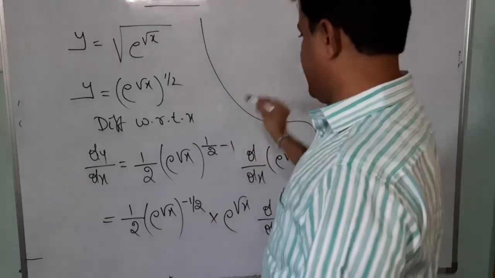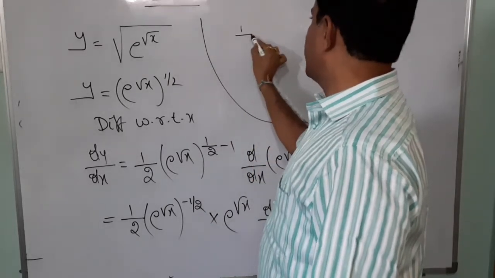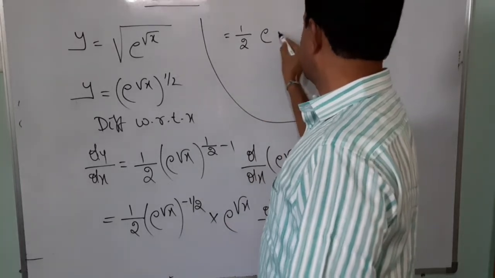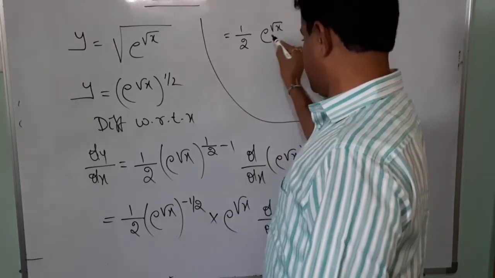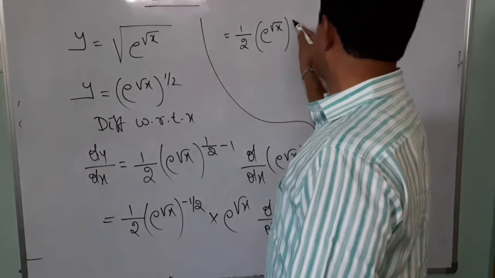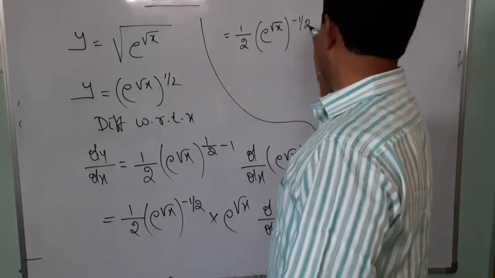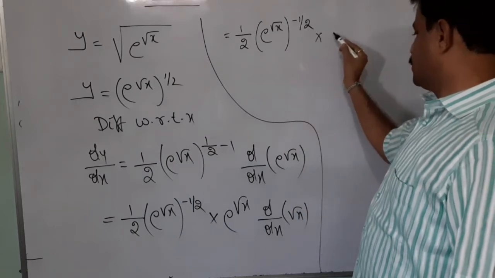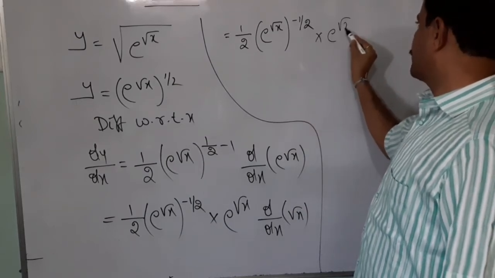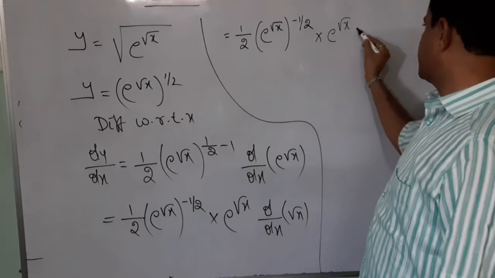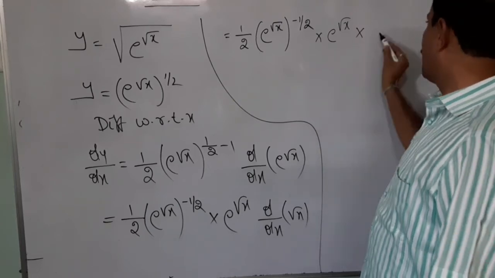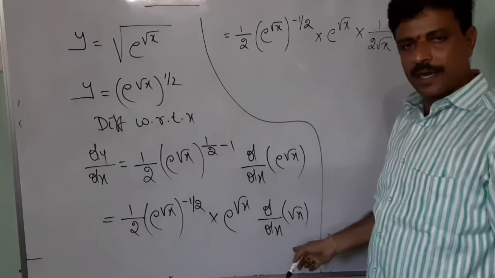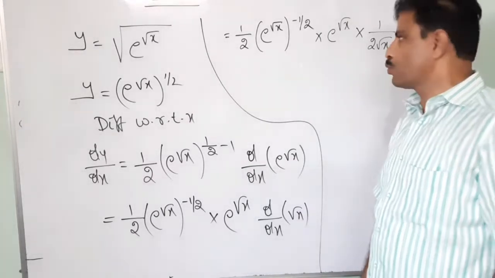So dy by dx is equal to 1/2 e to the power of root x whole to the power of minus 1/2, into e to the power of root x. Differentiation of root x is 1/2 root x, because this is a standard derivative. Root x differentiation is 1/2 root x.